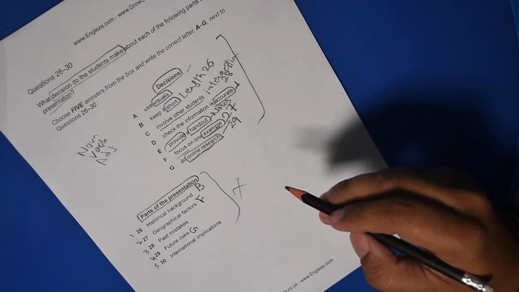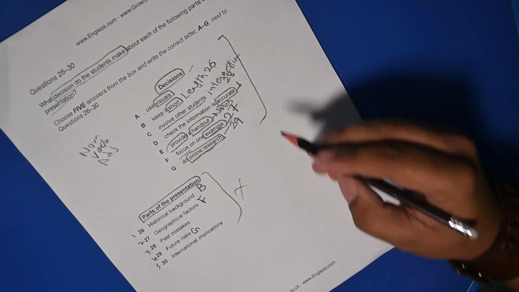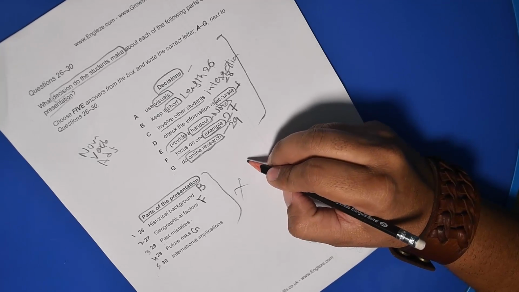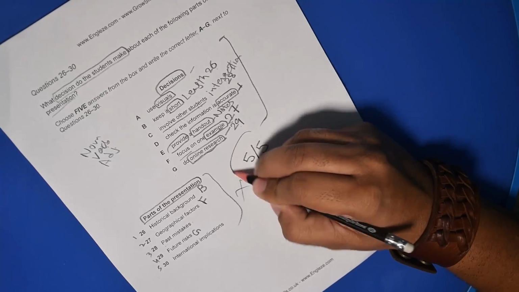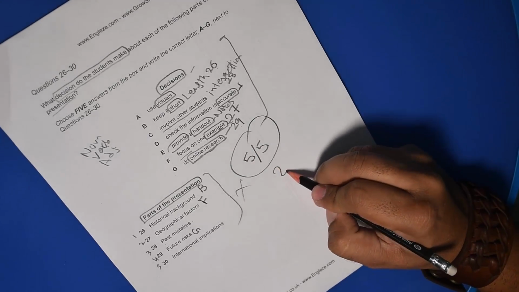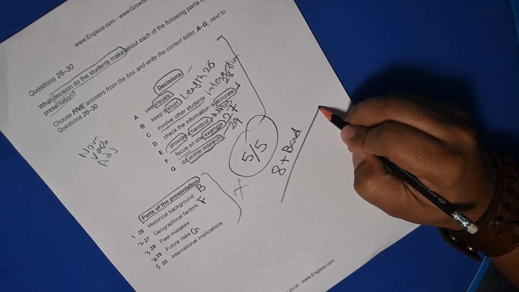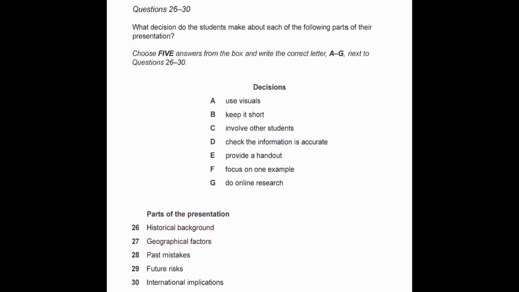So this is the best way to deal with this type of questions. And again, as I have explained everything, I've got high expectations. The target is again 5 by 5. And this is for those who are planning 8+ band in listening. All the best, guys. Now listen and answer questions 26 to 30.